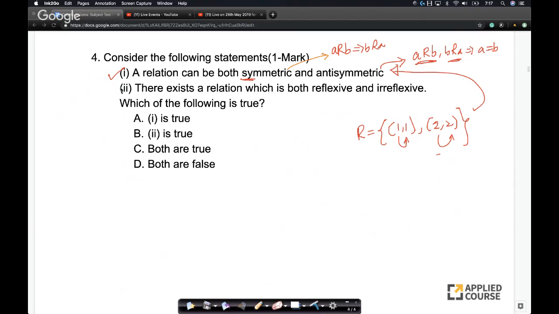Next, the question here is, there exists a relation which is both reflexive and irreflexive. Actually, if you recall, when we learned reflexive and irreflexive relation, there is a very interesting thing that is said. What is the smallest reflexive relation? Null set. What is the smallest irreflexive set? Null set also. So a null set is both reflexive and irreflexive, which means there exists a relation which is both reflexive and irreflexive, which is a null relation, right? So actually both of them are true.